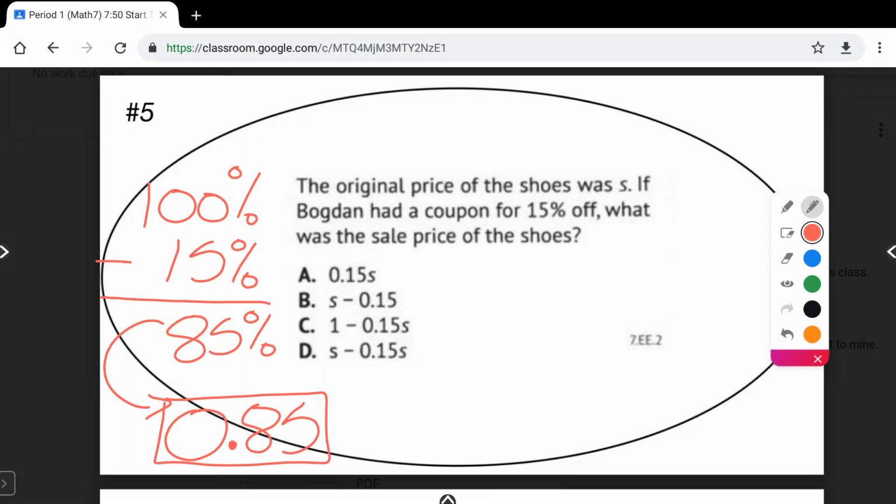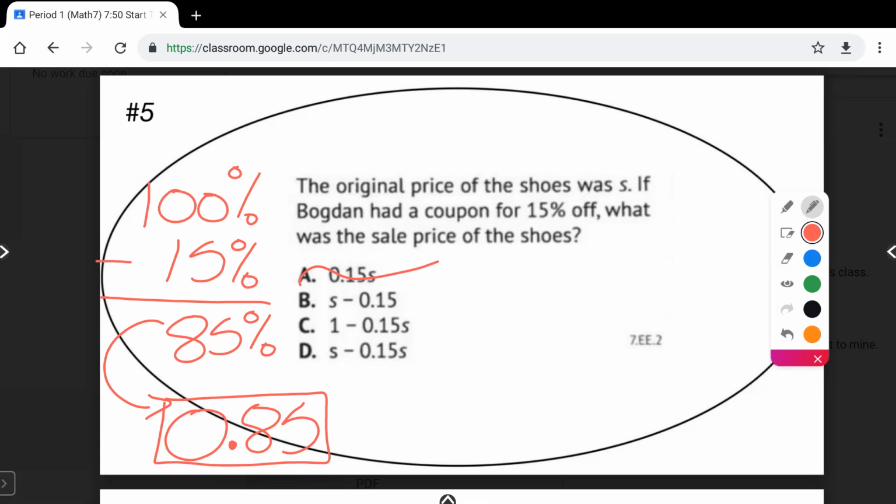Now, when I look at my choices, I'm like, oh, none of them have 0.85. We want to choose the answer that combines together to give us a 0.85. Okay, so let's get to business. First off, in letter A, there's nothing to combine. Does everybody see how it's 0.15S? Gone.